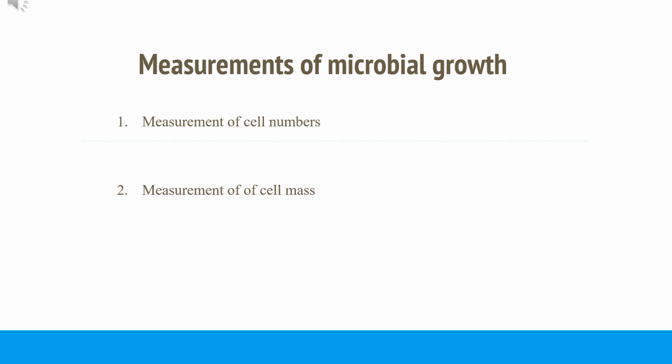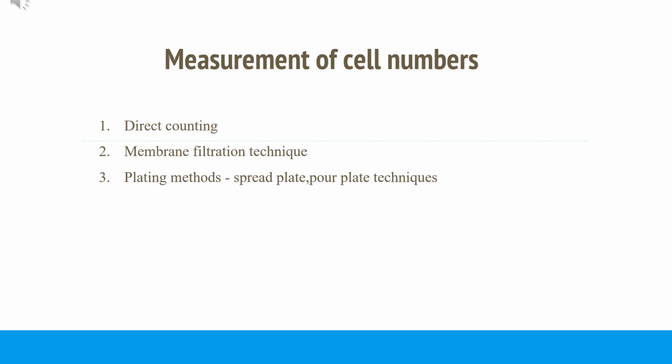So next we are going to look at the measurements of microbial growth. It contains the measurement of cell numbers and measurement of cell mass. First one, measurement of cell numbers.